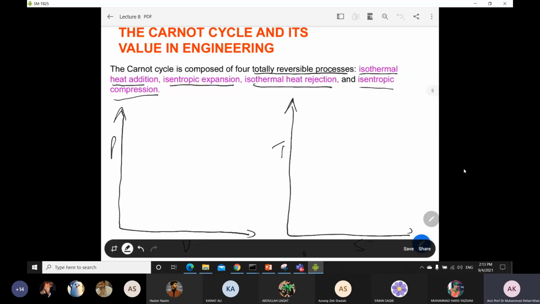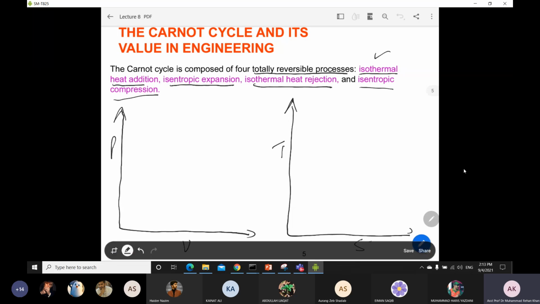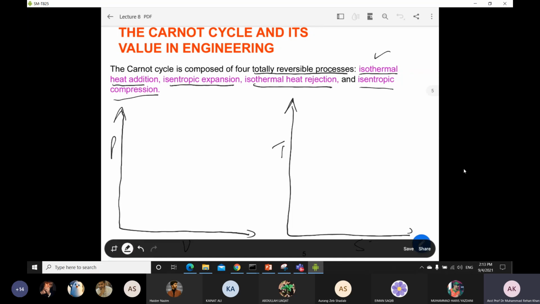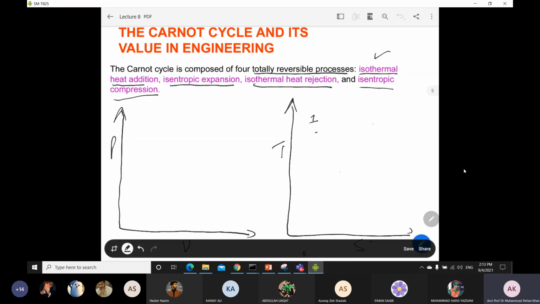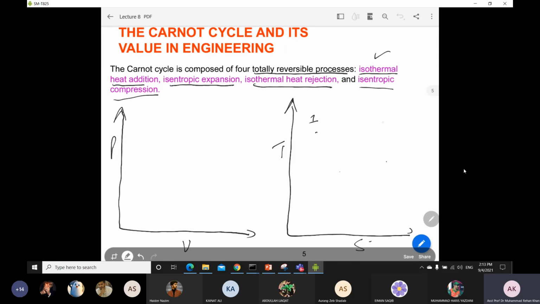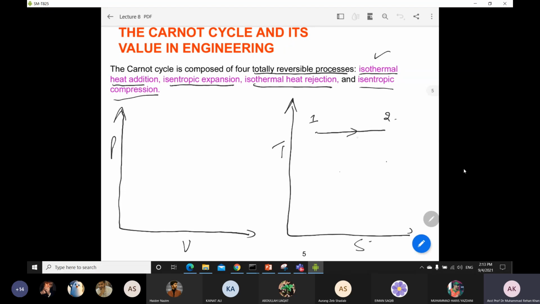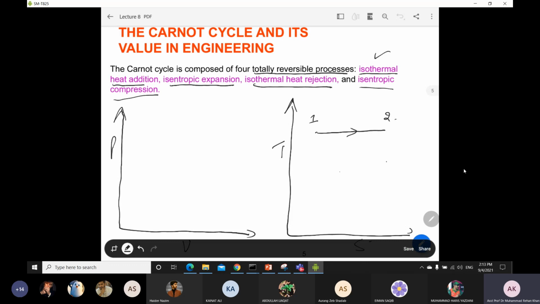Coming to the first process, isothermal heat addition. As its name says, it is an isothermal process, which means that temperature is constant. For example, if we start with the TS diagram, this is your point number one, and it is an isothermal heat addition process, so the temperature will be constant. You can just draw a straight line to show the isothermal heat addition process.